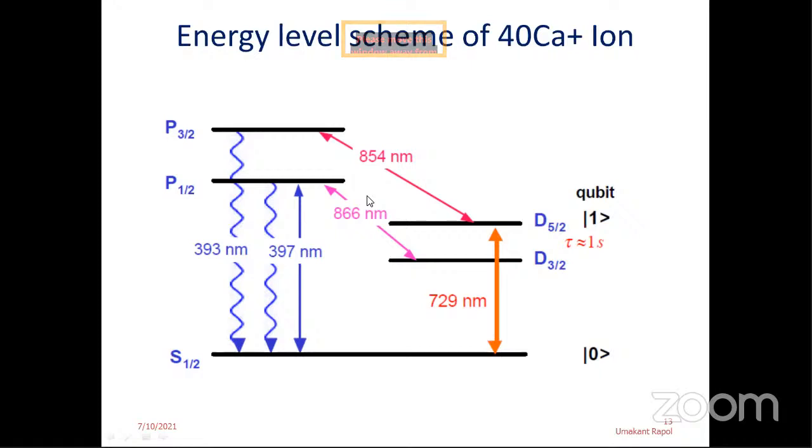So different ionic systems and different atomic systems have different energy level schemes, so one has to use lasers appropriately. Now, after the laser cooling is done, the state can be initialized in this ground state, and then this particular transition from the S1/2 to D5/2. This D5/2 is the logical 1 state of the qubit. These are your 2 states of the qubit, and then you can generate superpositions of these 2, etc.